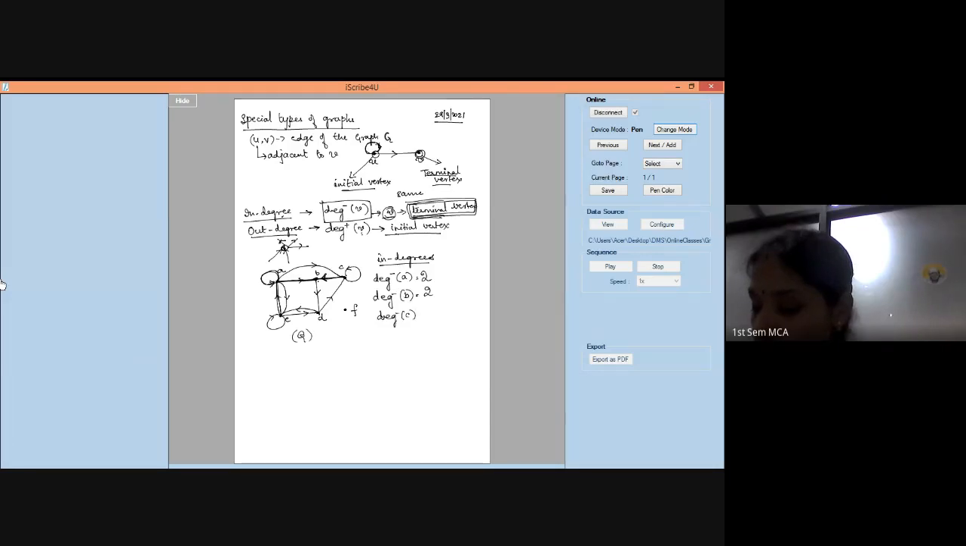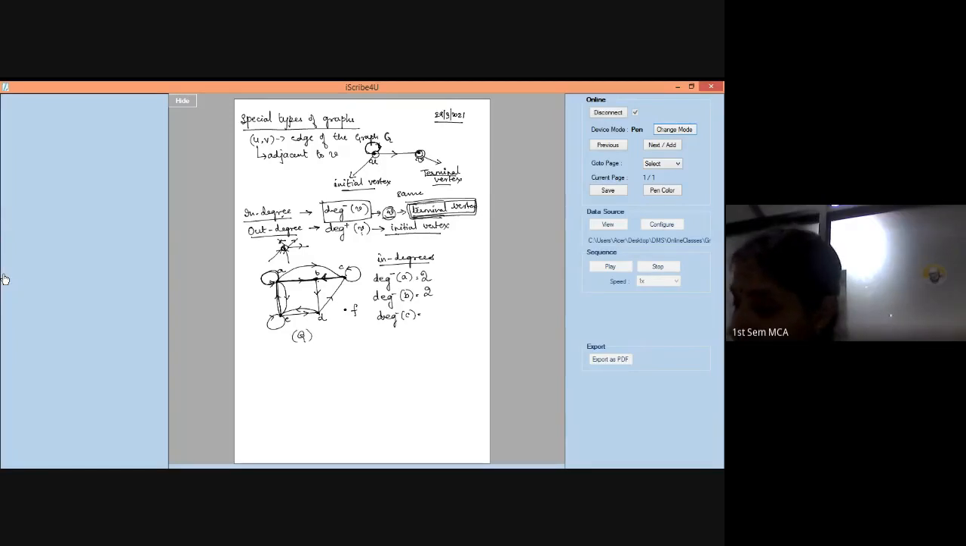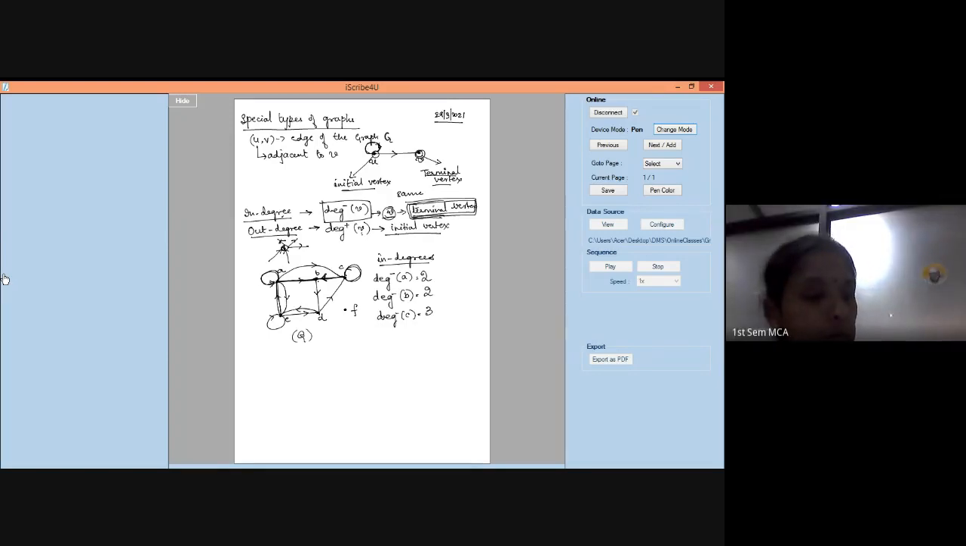In degree of C, anyone? 3. You have one loop, then D to C, and then A to C. So 3. Did you follow, all of you? Yes, ma'am. This is important for further problems. That's why I'm giving so much importance to this. You have to understand what is in degree and out degree.